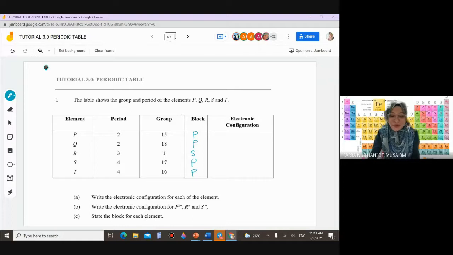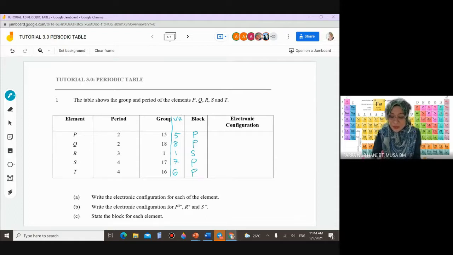Okay, bila kita dah tahu blok tu, easier for you to write down the valence electron. Period 2, block P. Kalau dia punya group 15, the valence electron should be 15 tolak 10, 5. Same with 18, dia ada 8. Block P kena tolak 10. So we know the valence electron punya bilangan.